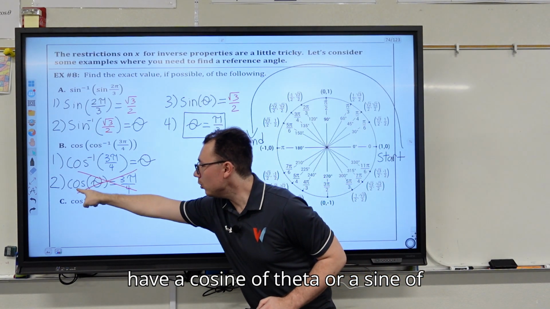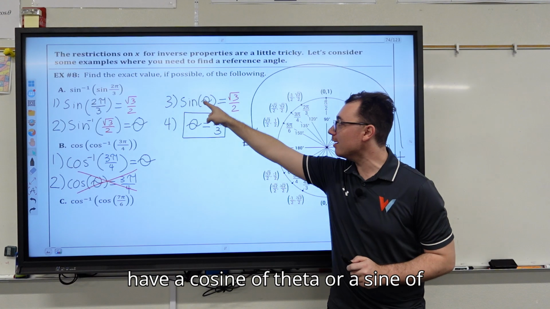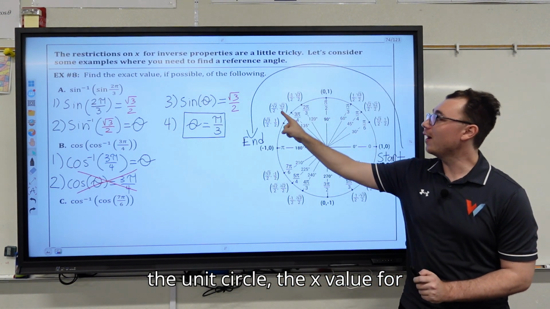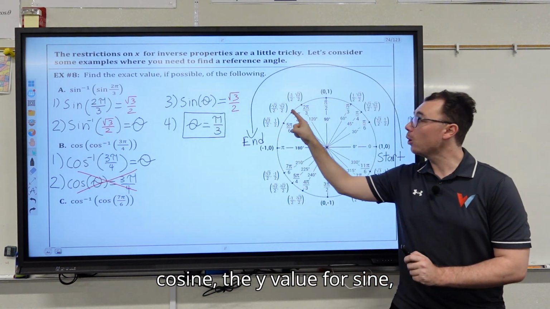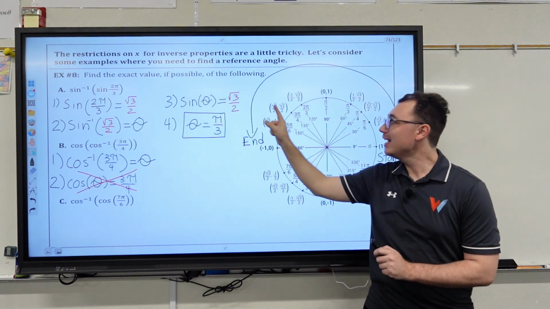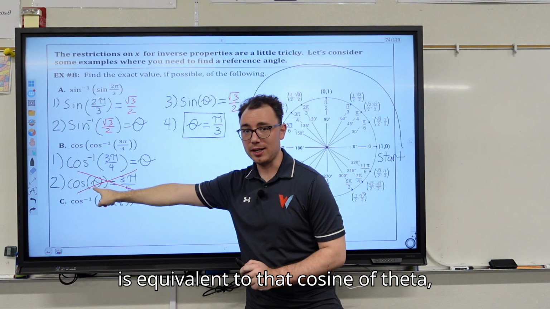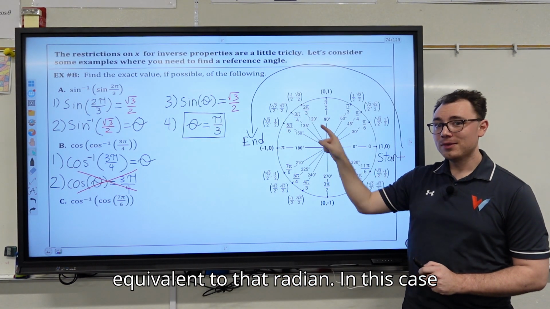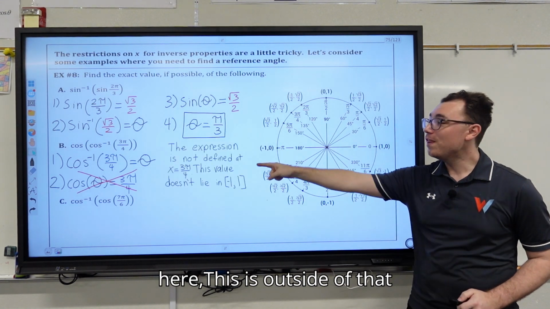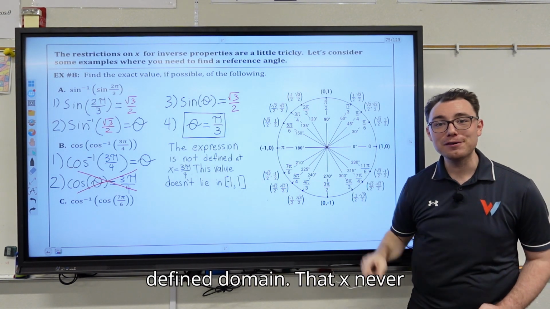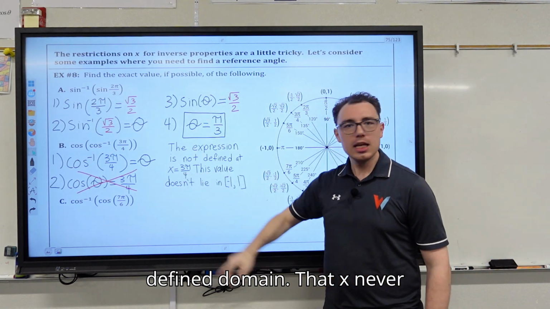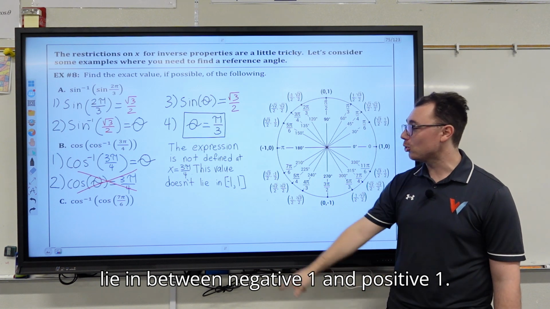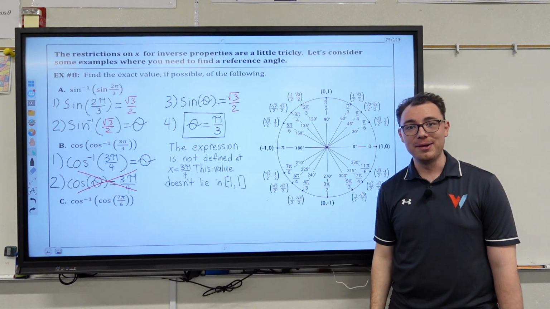Remember, if you have a cosine of theta or a sine of theta, you're trying to find when on the unit circle the x value for cosine, the y value for sine, is equivalent to that cosine of theta, where this cosine of theta would then be equivalent to that radian. In this case, this is outside of that defined domain. That x never equals 3π/4. This does not lie between -1 and +1.